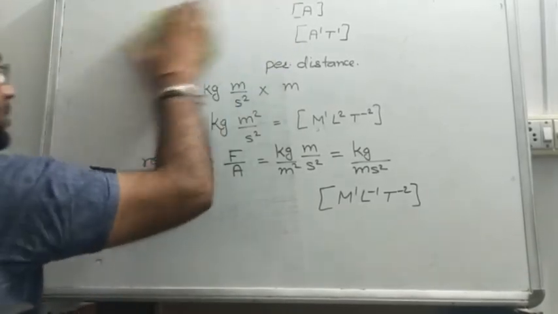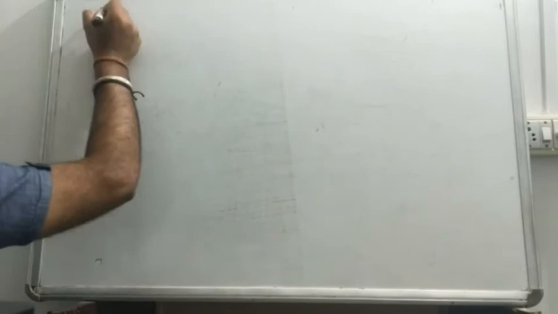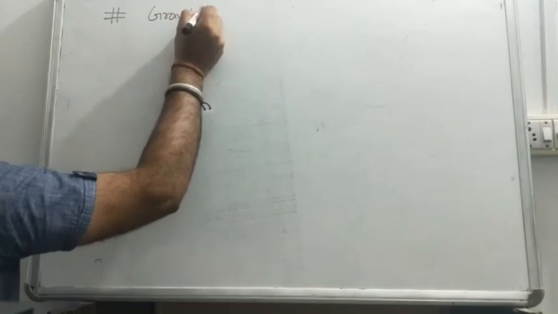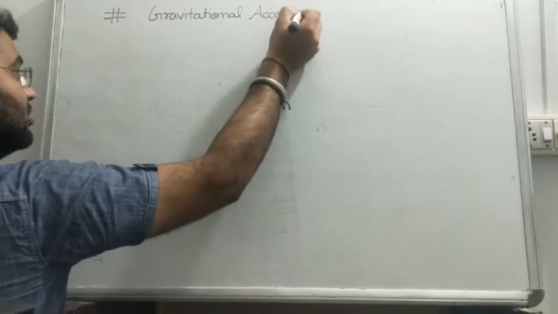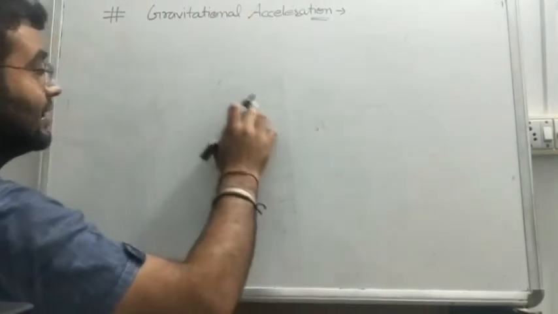But the last physical quantity, whose dimension I will find and show you here, is gravitational acceleration. You know the unit of acceleration is meter per second square. If we discuss gravitational acceleration, this quantity has the same unit as acceleration. How? We can clear it like this.